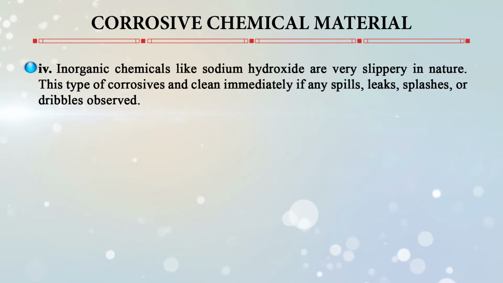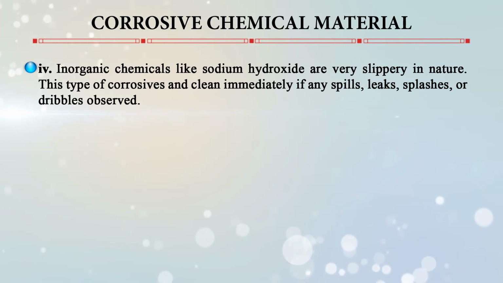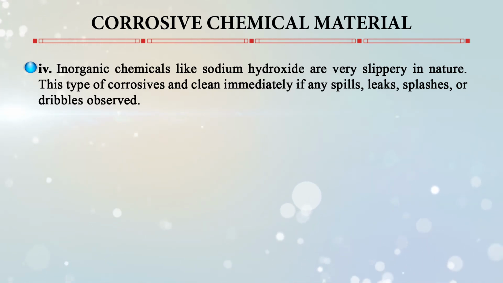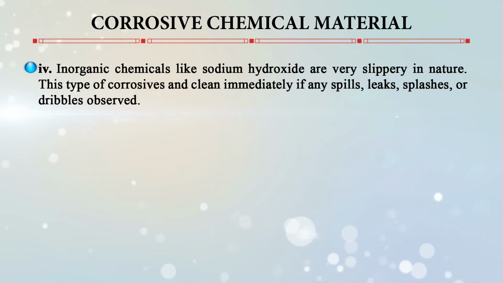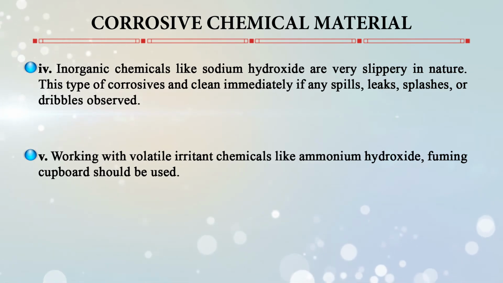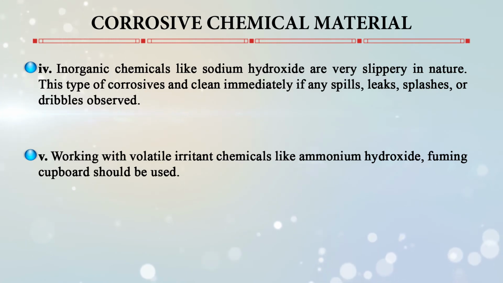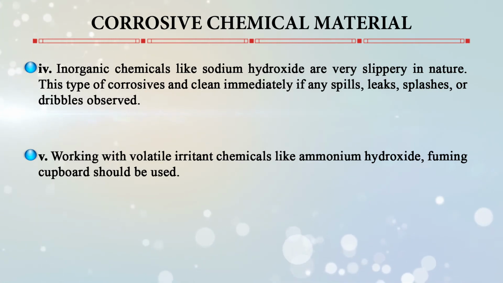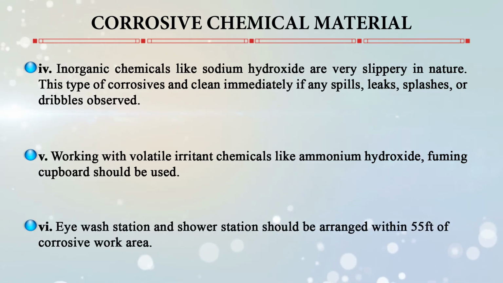Some inorganic chemicals like sodium hydroxide are very slippery in nature, and this type of corrosive we have to clean immediately if any spills, leaks, splashes or dribbles are observed. When working with volatile irritant chemicals like ammonium hydroxide, only a fuming cupboard should be used for dilution purposes. Eye wash stations and shower stations should be arranged within 55 feet of the corrosive work area.